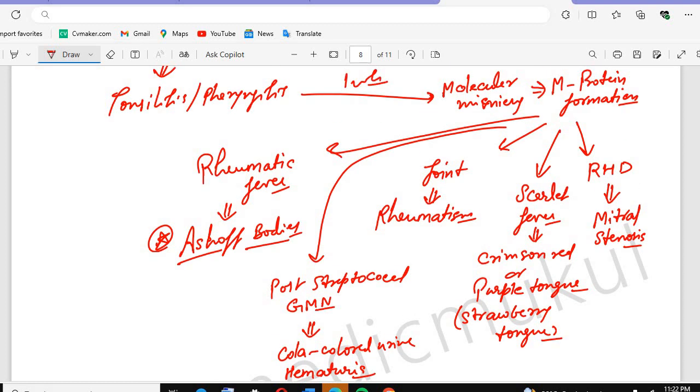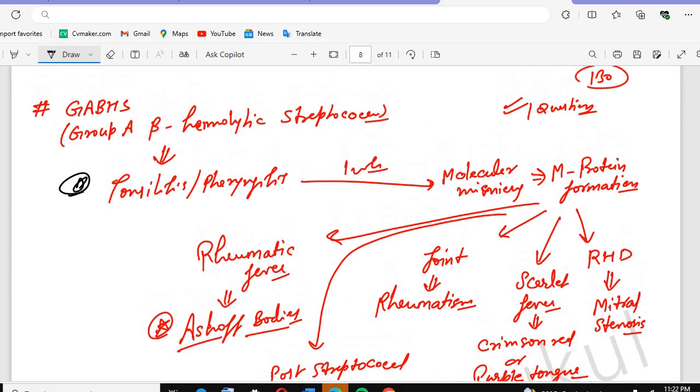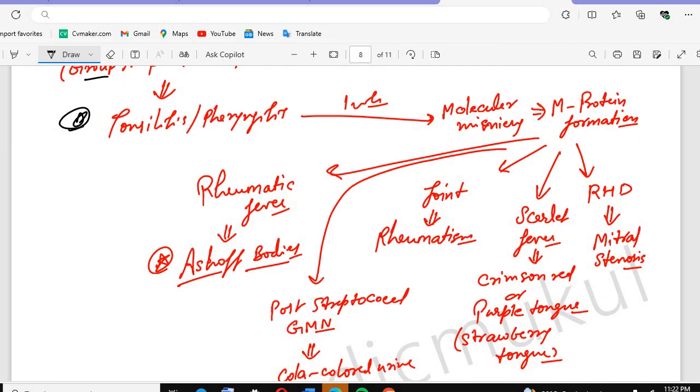Okay, I'm repeating it again. The patient has come with tonsillitis, pharyngitis, and has an infection of group A beta hemolytic streptococcus. After 1 week, the antigen has entered the body, so there would be antibody formation by the body that will mimic the protein present in our body. This is called molecular mimicry. And this M protein formation, or you can say the antigen antibody complex, will be deposited in the joint, and that will cause rheumatic fever.